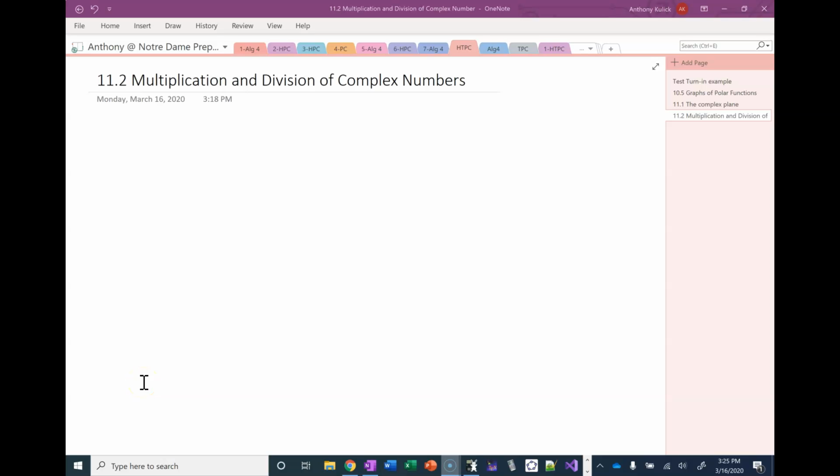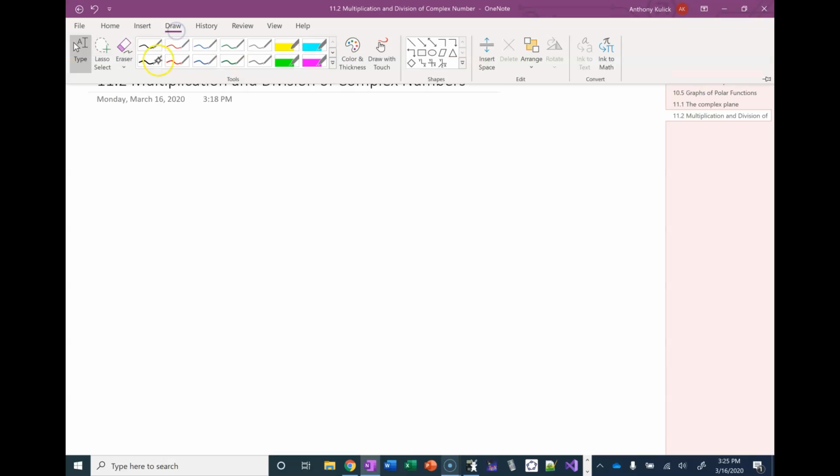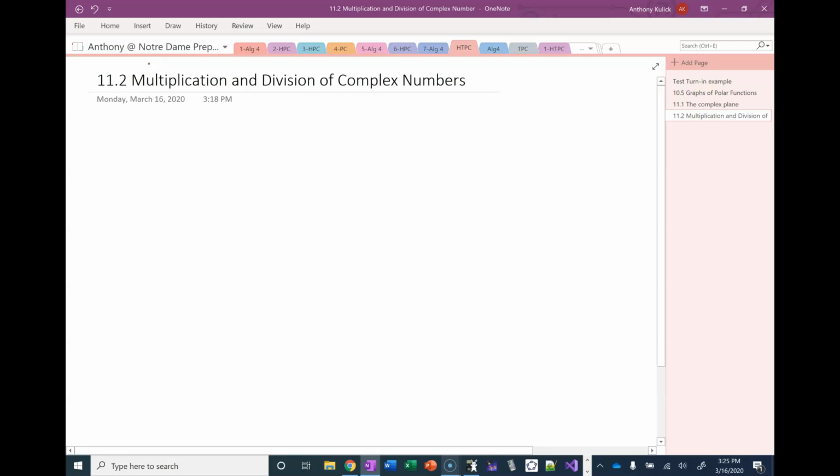Welcome back, students. Today we're going to be looking at section 11.2 on the multiplication and division of complex numbers. So in the last lesson you might have been thinking to yourself, what the heck good is this trigonometric form? Why would we care to rewrite things with these sines and cosines? It seems like an awful lot more work. And it might appear that way, but the reason we want to do this is it really simplifies the multiplication and division of complex numbers.